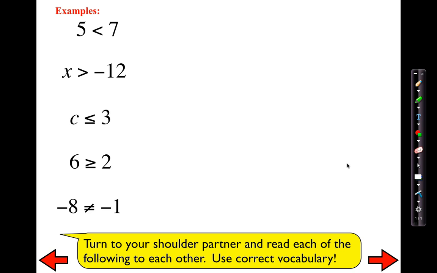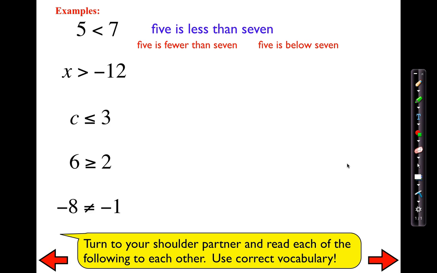Okay, let's go ahead and check to see if you read them correctly. For the first one, I would read it as 5 is less than 7, or you can say 5 is fewer than 7, or 5 is below 7. These are just alternatives, but typically you're going to read it as 5 is less than 7.